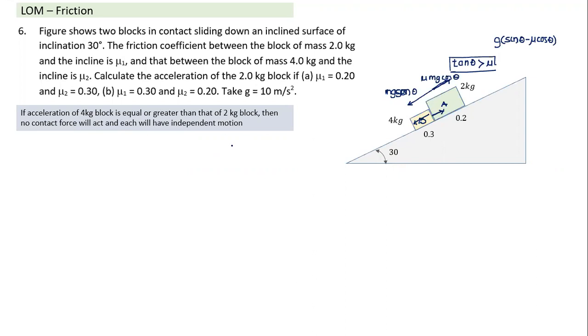Yes, Vignesh? In this case, you assume that the two blocks are placed separately, not together. No, even if they are placed together, will they exert any force? Now I'm coming to this question. In this case, even if they are initially placed separately, they will come in contact. Now let's come back to the question.